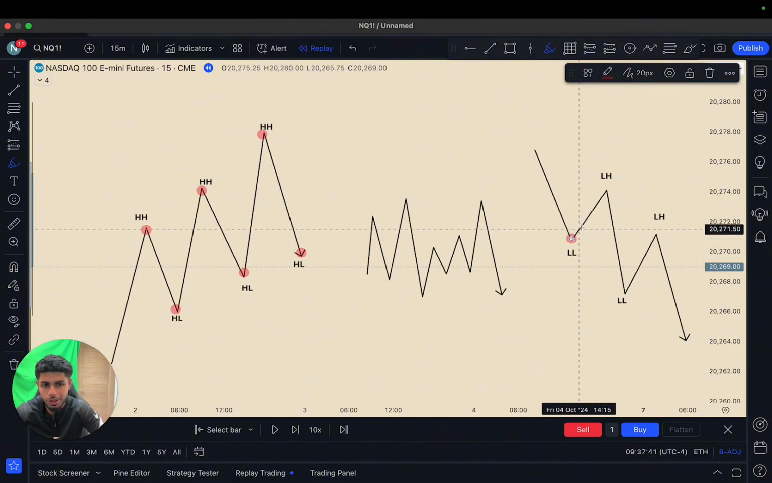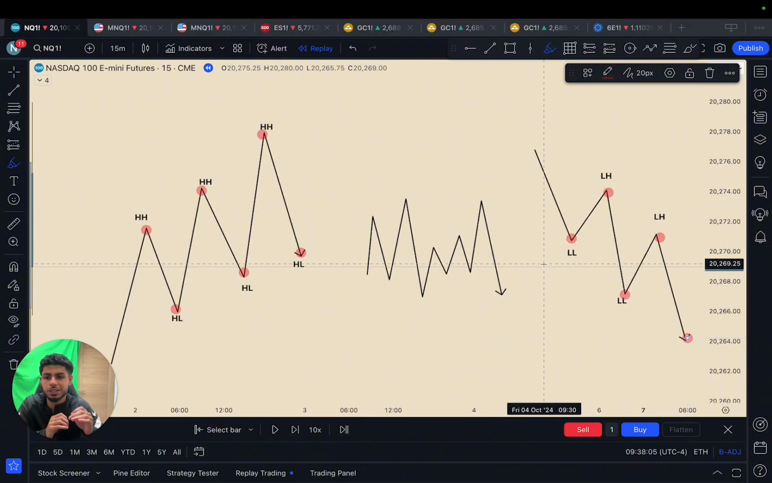Downtrend, we think the same thing. Lower high, lower low, lower high, lower low, lower high, lower low. Again, if it was this easy, we'd be making a lot of money. Now, this is the basis of how the market moves 100%. There's a lot more layers to it that we need to go over.